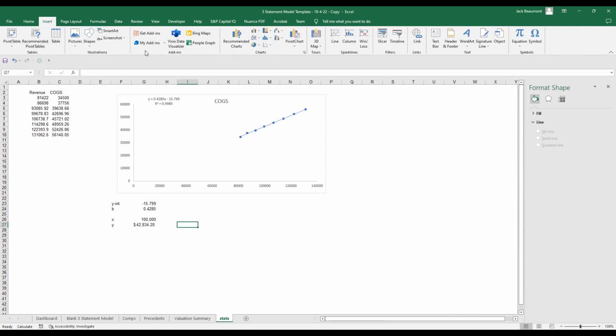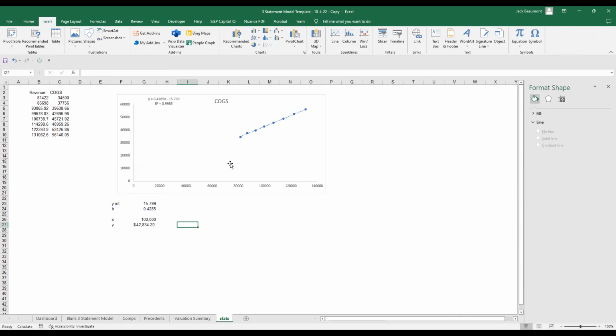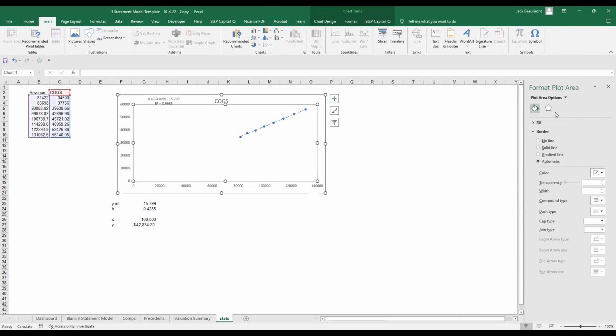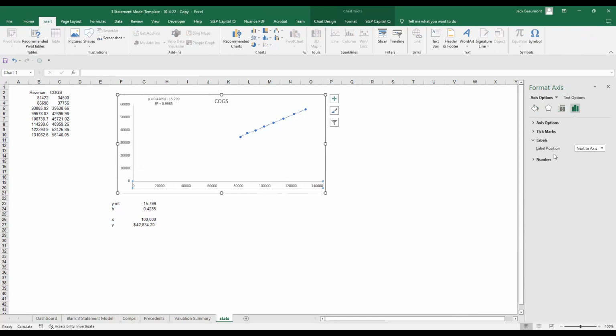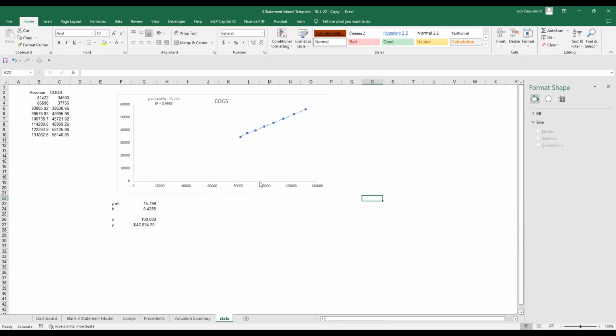Let's insert a shape, a line. Actually, I need to put something on my chart to make this easier. Go to this bottom axis, go to tick marks, and put them inside. Now you can see these little lines. I need that because if I eyeball 100,000 here, it's going to give me a very different value than if I did it here or here. So I just want to see exactly where it's 100,000.